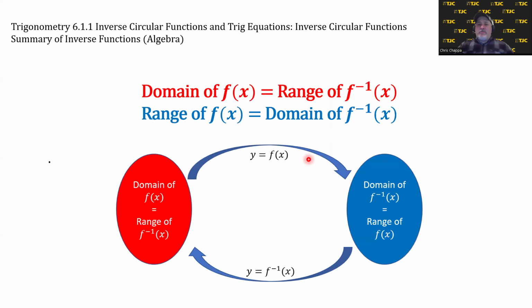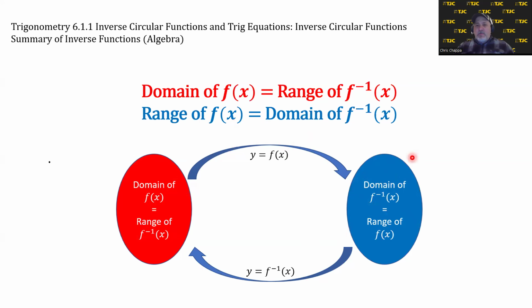Well, here's a visual to represent that. If we think of a set of numbers as an oval or an ellipse, so this red circle contains some numbers, and the blue circle or ellipse contains some other numbers, we can think of y equals f of x as being a function that takes an element from its domain and turns it into an element of its range.